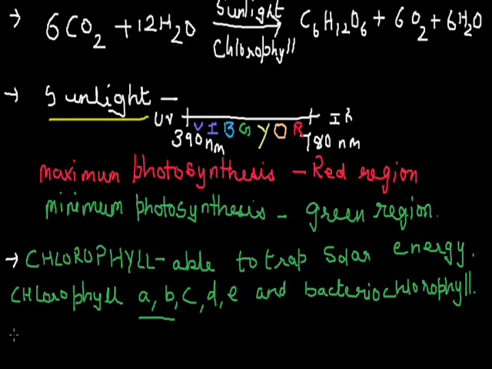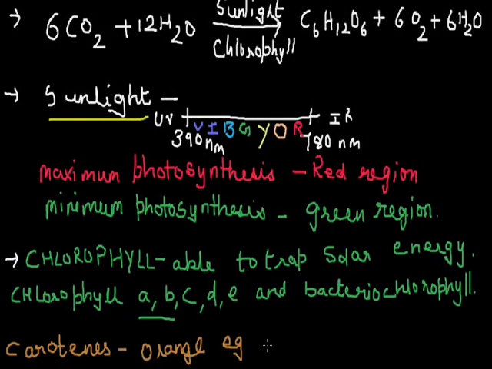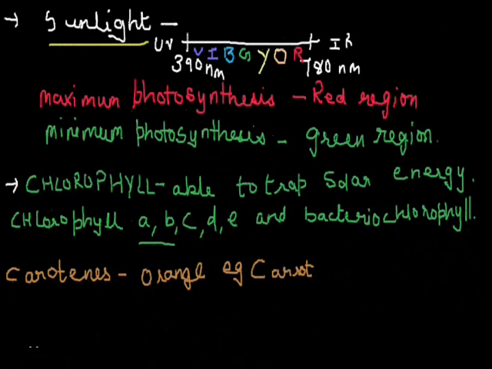Besides chlorophyll, there are certain other pigments also present in plants. They may be like carotenes, which are orange in color. The example of this can be carrot. Carrot contains carotene. The second is xanthophyll, and xanthophyll is orange yellow in color.